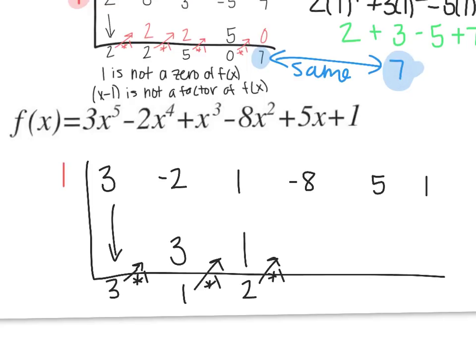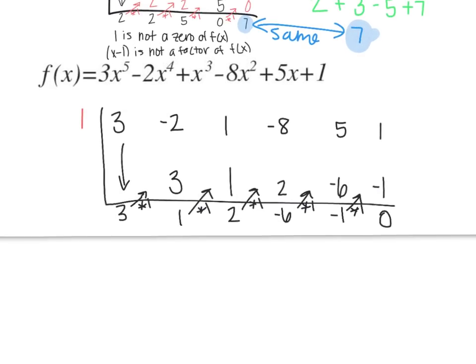Multiply by 1. 2 times 1 is 2. Negative 8 plus 2 is negative 6. Multiply by 1. I get negative 6. 5 plus negative 6 is negative 1. I multiply by 1. Negative 1 times 1 is negative 1. And 1 minus 1 is 0. So, look, I got 0. That's what I'm looking for.